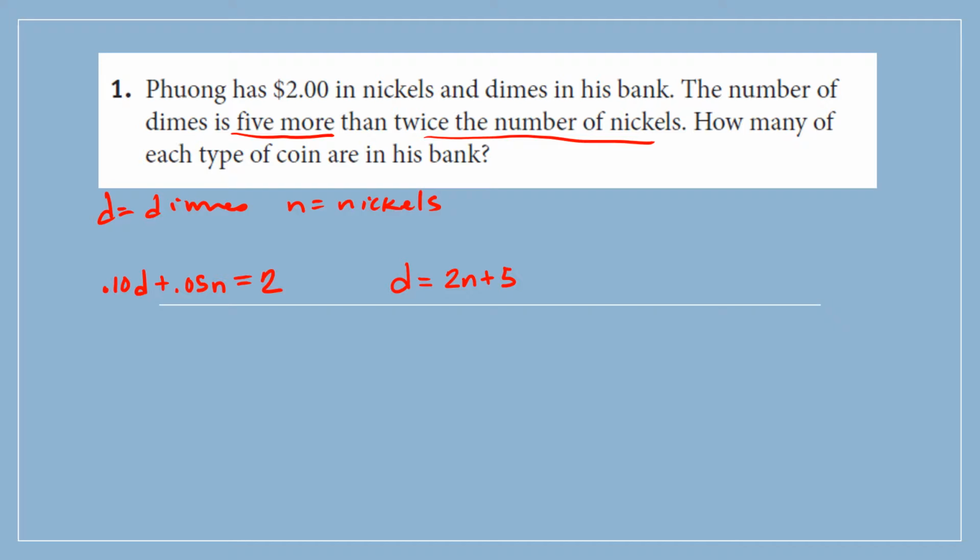So, boy, this one would be a nice one to do substitution on, but I'm going to assume they want us to do elimination. So first, we need the equations to line up. So I'm going to minus 2n to both sides here so I can stack up my equations. So I'll have d minus 2n equals 5 so that my d's and my n's line up.